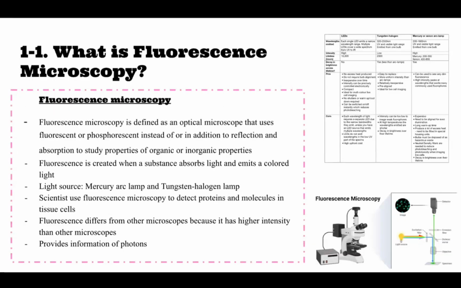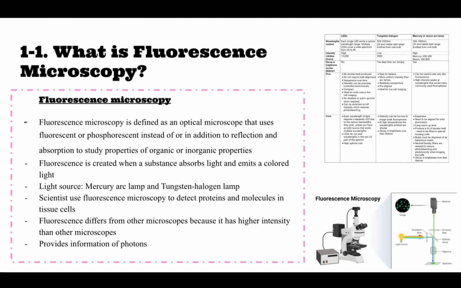What is fluorescence microscopy? Fluorescence microscopy is defined as an optical microscope that uses fluorescence or phosphorescence instead of, or in addition to, reflection and absorption to study properties of organic or inorganic substances. Fluorescence is created when a substance absorbs light and emits a colored light. The light sources are the mercury arc lamp and the tungsten or halogen lamp. Scientists use fluorescence microscopy to detect proteins and molecules in tissue cells.